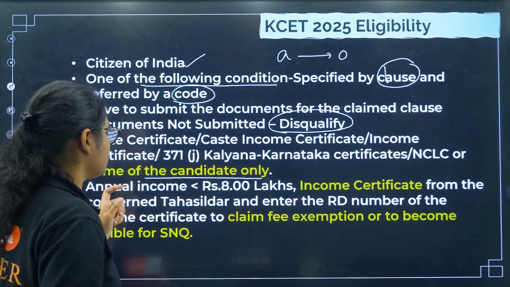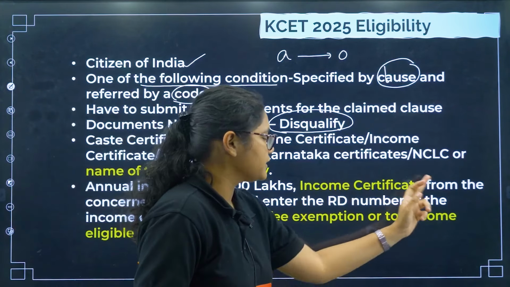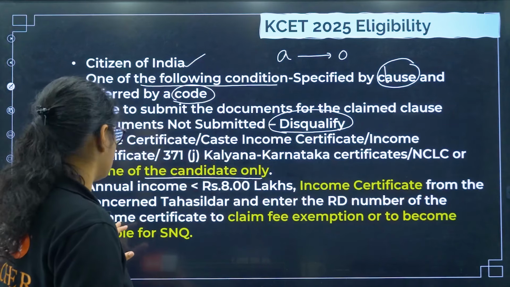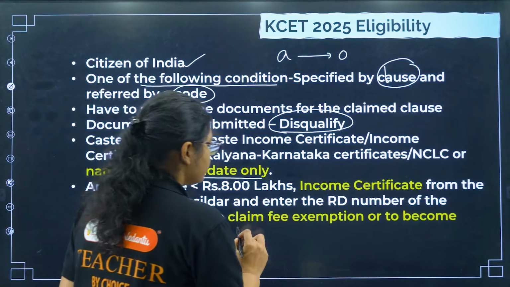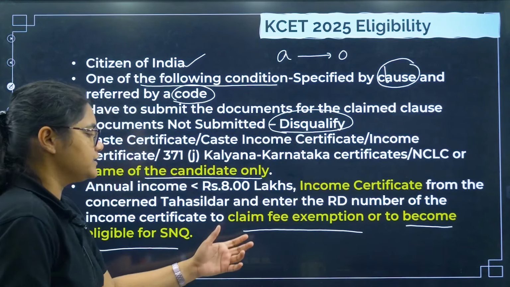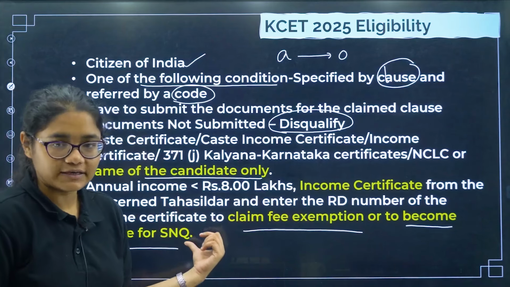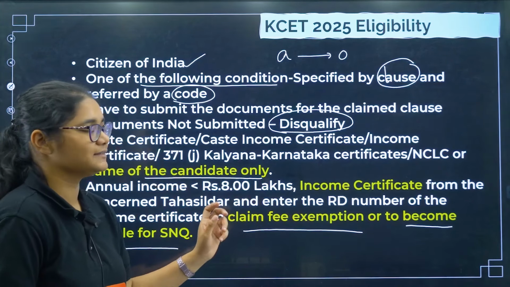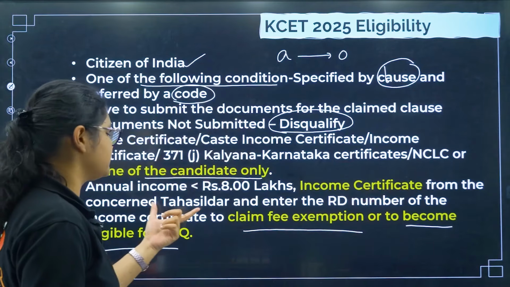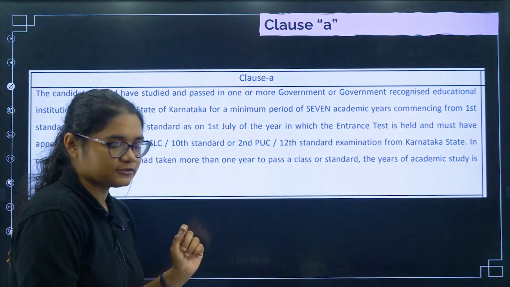Next, a very important thing: if your annual income is less than rupees 8 lakhs, then you need an income certificate from the concerned Tehsildar, and enter the RD number of the income certificate to claim fee exemption or to become eligible for SNQ. There is fee exemption for SC/ST, and general quota students will get the SNQ quota if their annual income is less than 8 lakhs. Remember, this income certificate should be given by the Tehsildar. Clear?